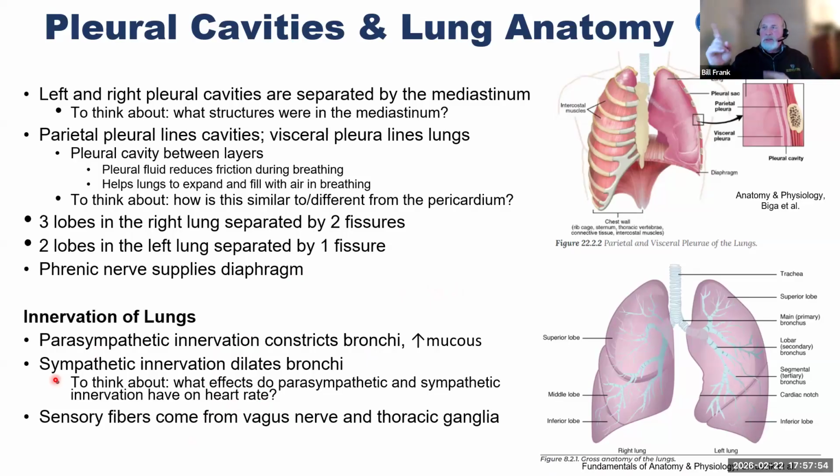Okay, sympathetics are going to increase heart rate. Parasympathetics are going to decrease heart rate. Okay, all right. And the sensory fibers come from the vagus nerve and the sympathetic thoracic ganglia. Very good.